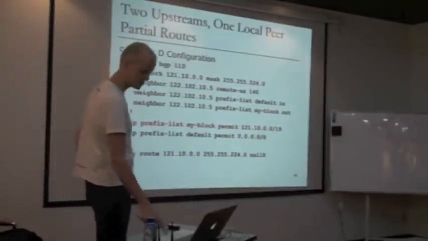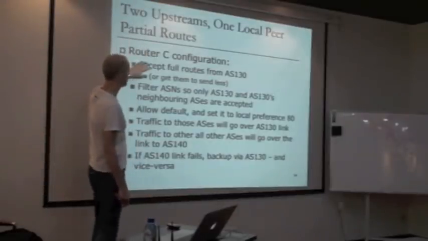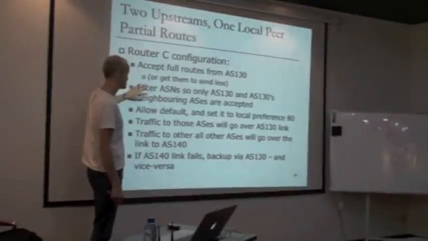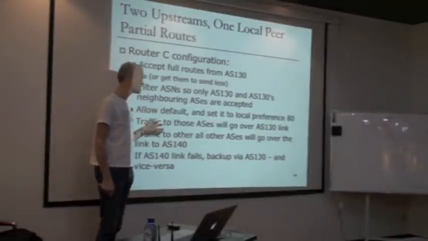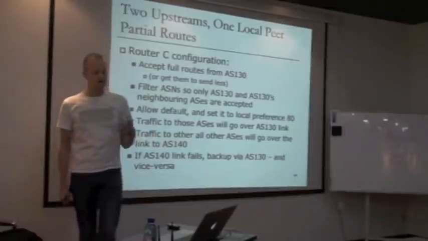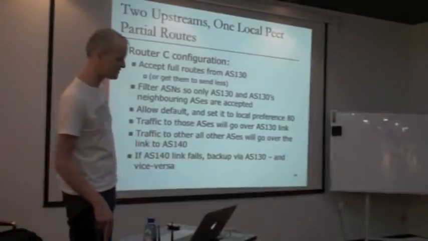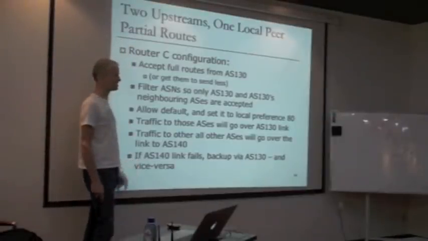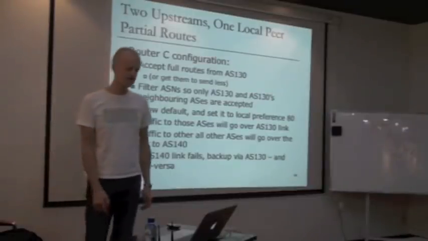Okay, so that's what this is doing. Router C configuration: accept full routes from 130. Filter them so only 130 and the neighbors are accepted. Allow the default, set local pref 80 to make it the backup. Traffic to those ASs will go over the 130 link. Traffic to the other ASs will go over the 140 link. If anything fails, backup is via 130 and vice versa. So that's how this all works.